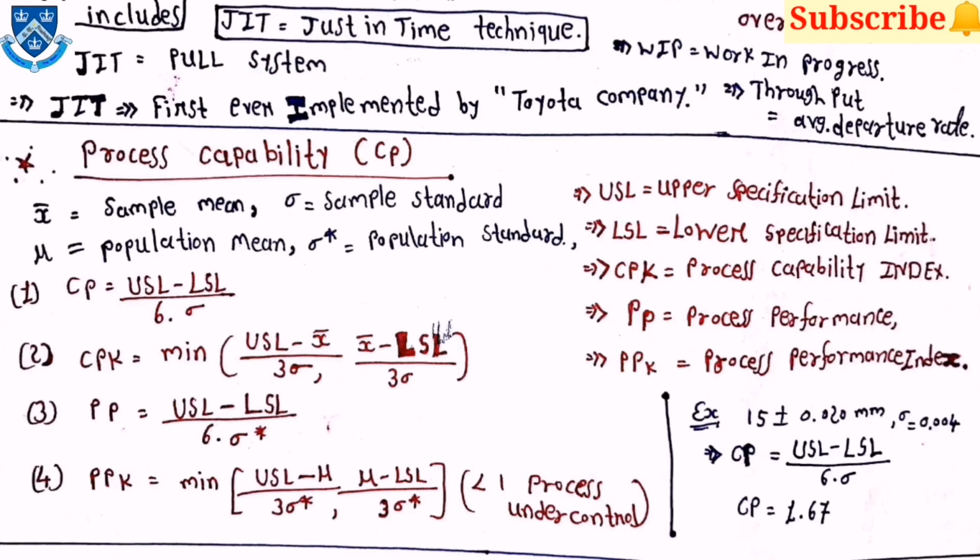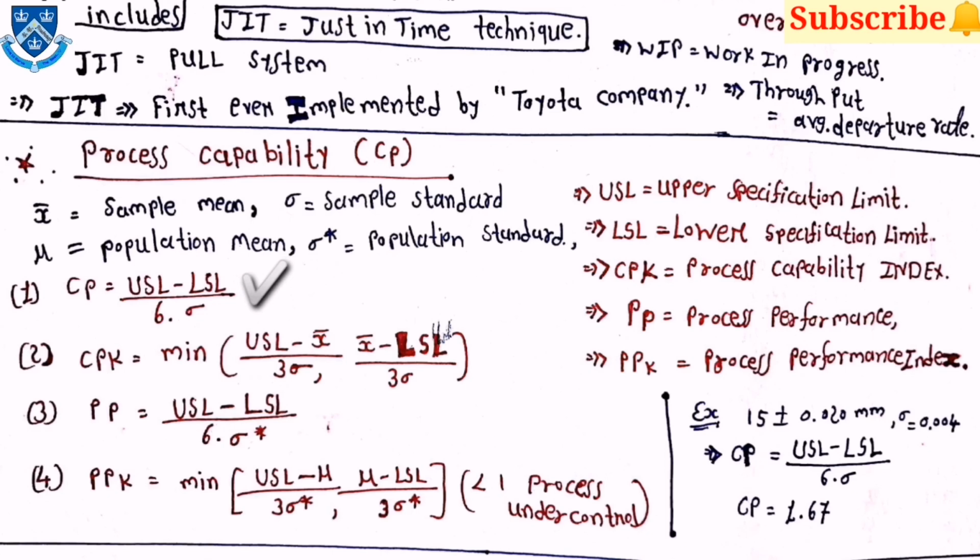Then after, the last term is process capability. In that topic, first one is USL, which stands for upper specification limit, then LSL, which stands for lower specification limit, and CPK stands for process capability index. Then PP stands for process performance and PPK stands for process performance index. Then the equations are there.